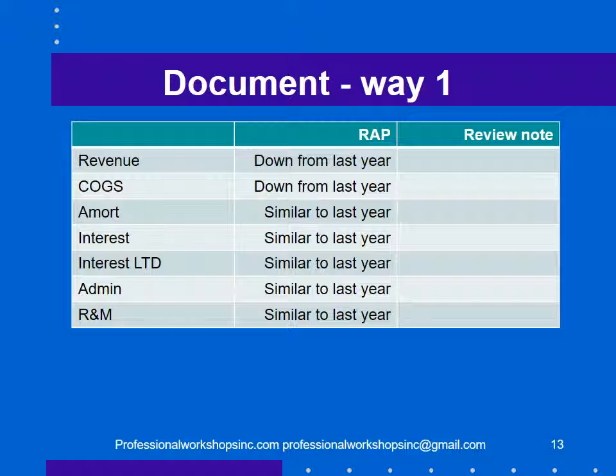And admin being similar to last year and repairs and maintenance similar to last year, I don't think either of those two things are correct. So let me just move on to the observations. Oh, before I do that, I just want to say the way we've done this documentation, we're just begging for bunches and bunches of review notes to be written, none of which actually really relate to what we're doing, which is looking for risk of material misstatement in the financial statements. So let me go on to the next slide.